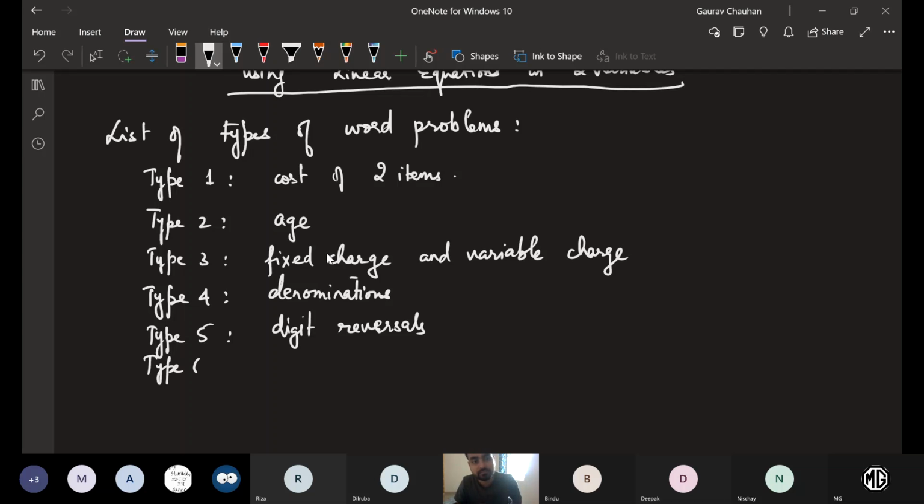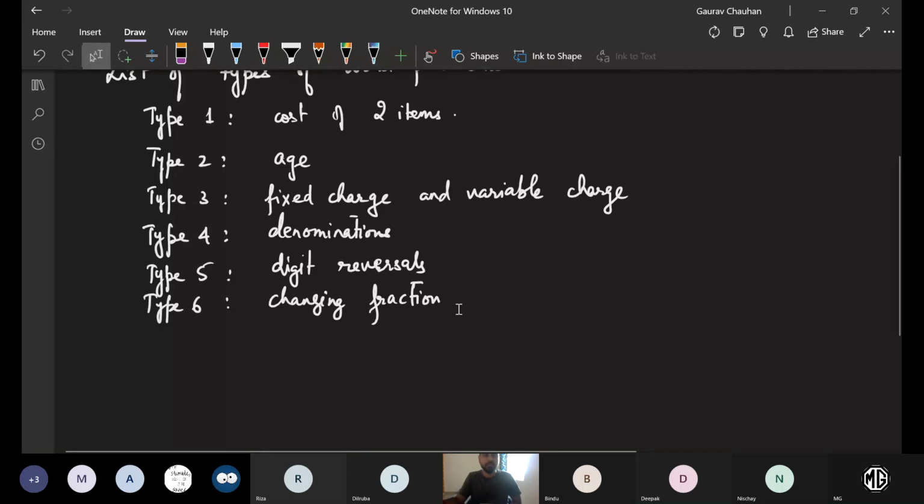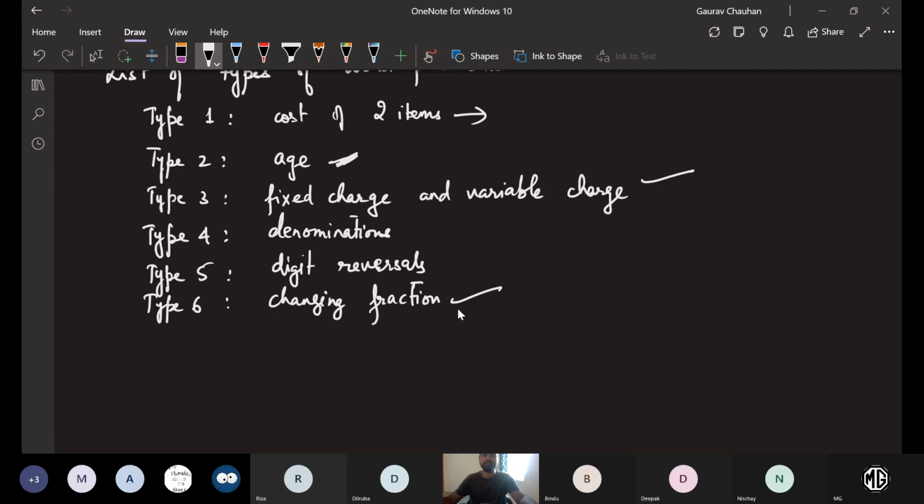Type 6, changing fraction. Okay, this will be new. I think this will be new. This is a dabba question only. This little bit might be new, but we have seen it in 8th class.